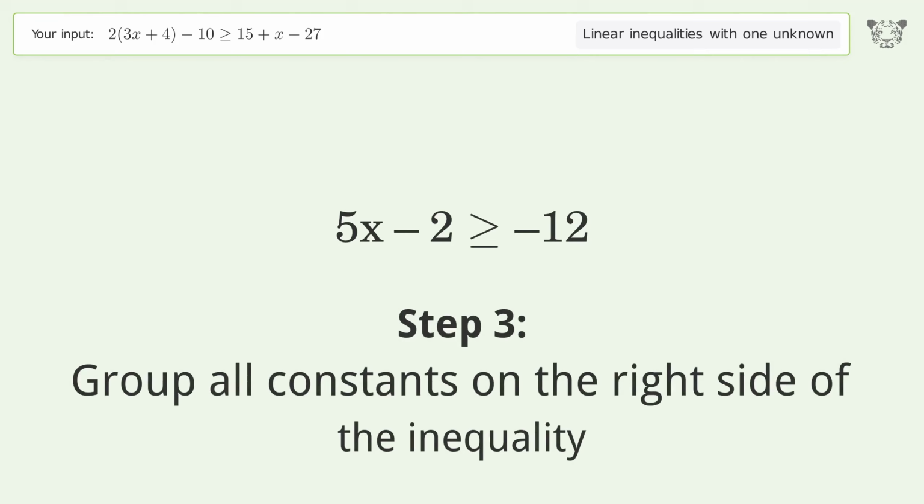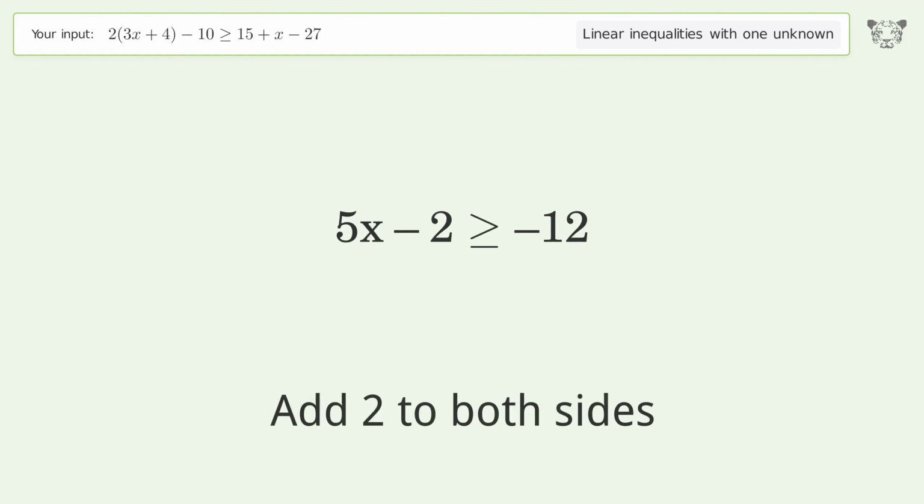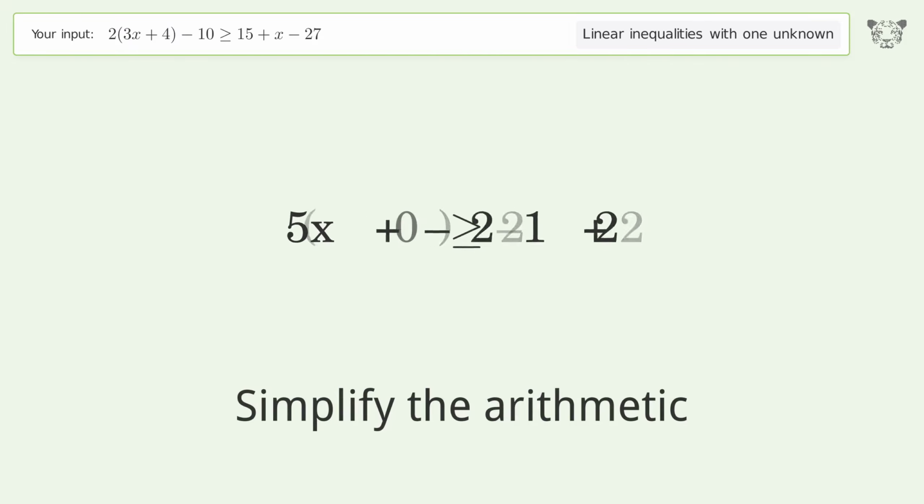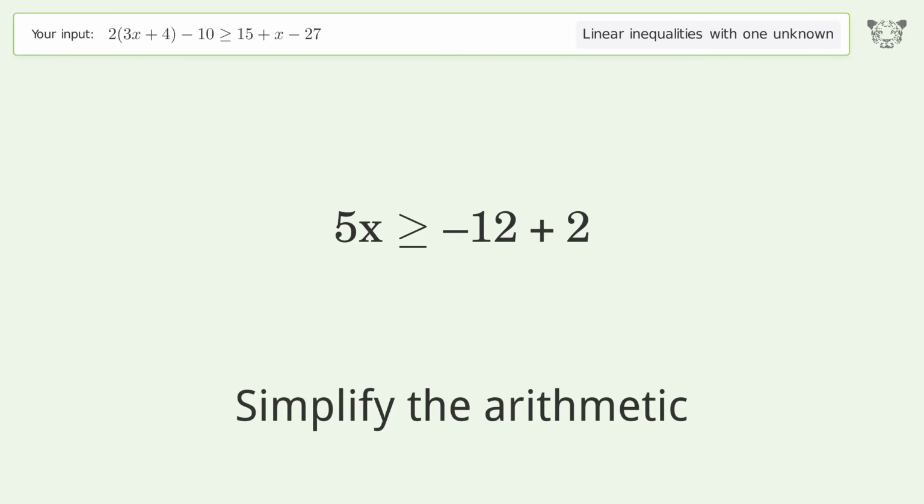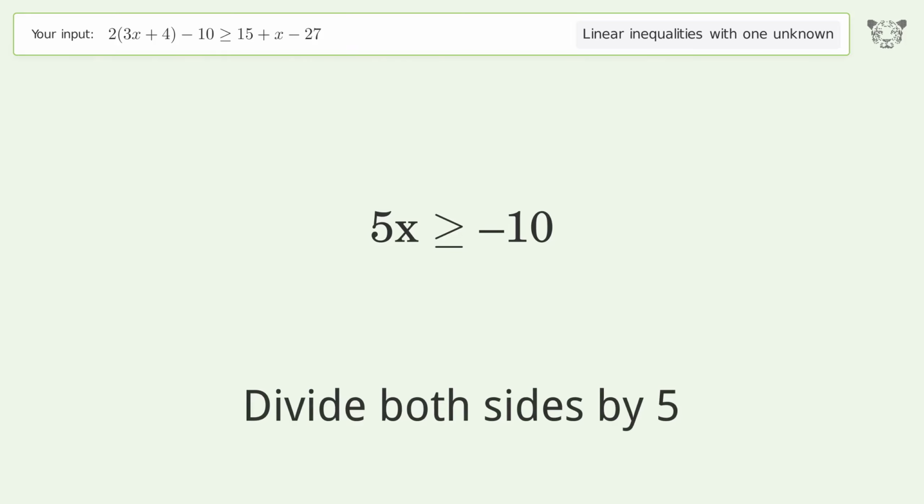Group all constants on the right side of the inequality. Add 2 to both sides. Simplify the arithmetic. Isolate the x. Divide both sides by 5.